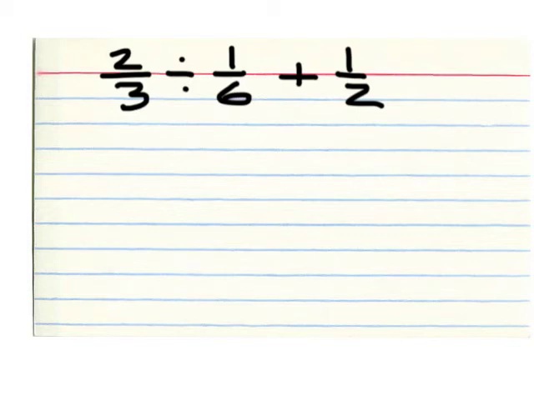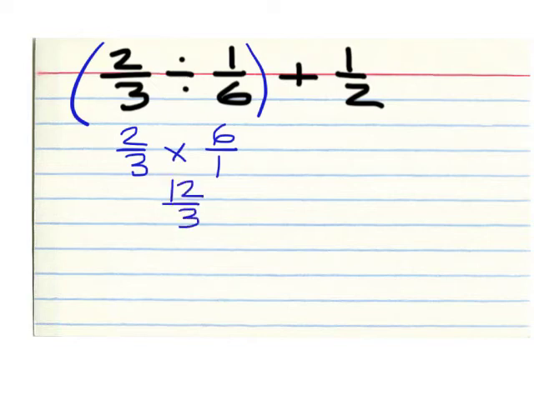We're going to divide. Division comes before addition, so if you divide these two, it's 2 over 3 times the reciprocal of 1 over 6, which is 6 over 1. Do that first. If you multiply straight across, you get 12 over 3, which is really simple because 12 over 3 is 4, and then you end up adding a half to that.